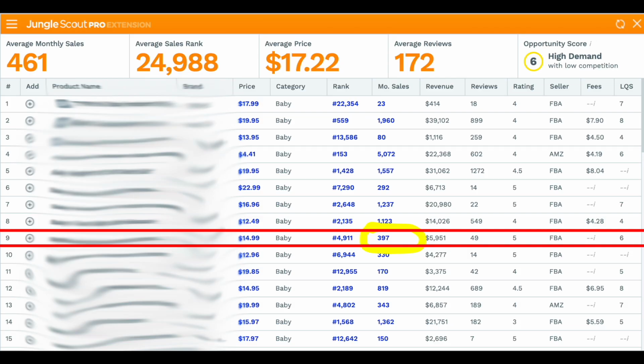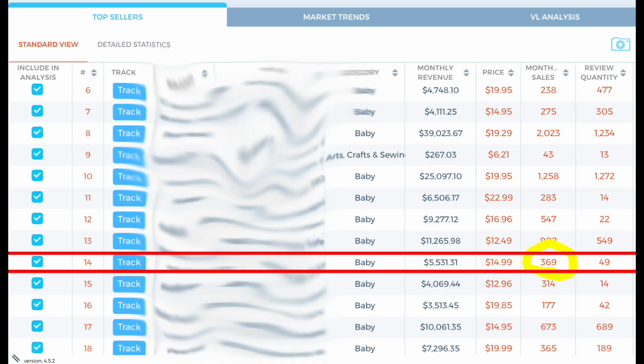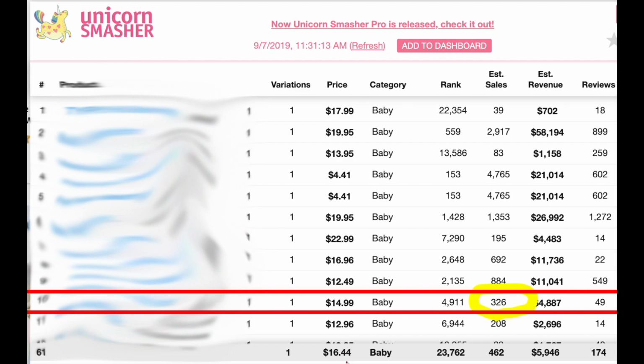Jungle Scout said 397 units. So again, we see AMZ Scout a little under, and we see Jungle Scout slightly over. And Viral Launch said 369. So they are slightly over again. Last time they were slightly under. So all pretty close. And then Unicorn Smasher did get close on this one. They put 326 units when the actual was 360. So not bad at all. Most of them are pretty accurate in this category. The majority of them are within 10%, which I do not think is bad at all for something that is an algorithm that's guessing something.